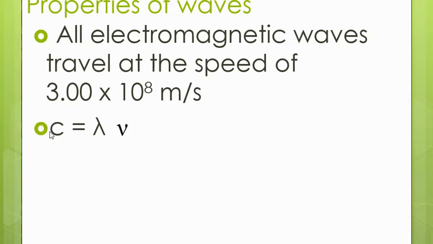So we use this equation to solve some of our problems, where c is going to be the speed of light. This funny looking symbol here is called lambda, and that stands for your wavelength. And then this funny looking symbol is called nu, N-U, and that stands for frequency. So the speed of light, which is a constant, equals your lambda nu, your wavelength times your frequency. Your wavelength has to be in meters, and your frequency needs to be in 1/seconds or hertz.